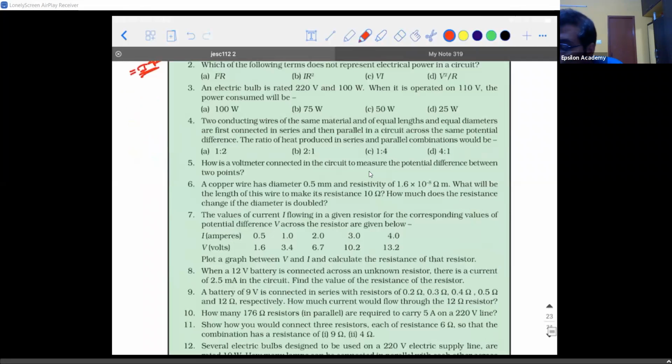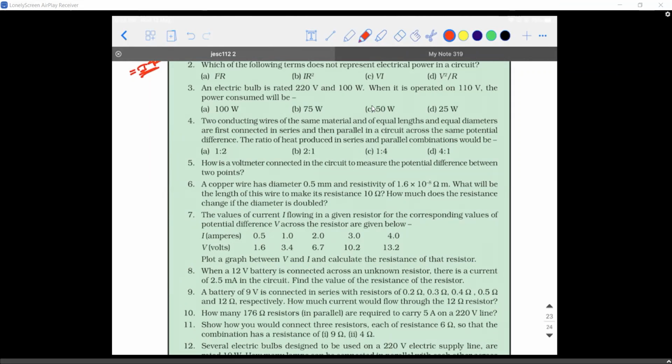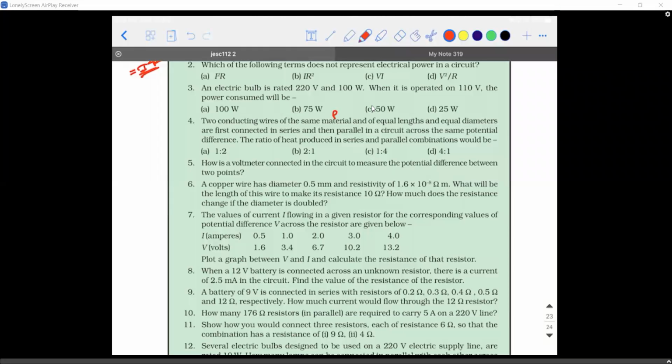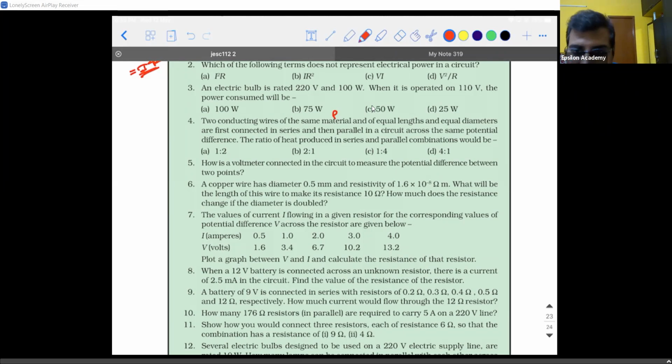Yeah. So two conducting wires of the same material. Wherever you see same material, what do you understand? The area of cross section is the same? No. Same material has nothing to do with the dimensions. Wherever you see same material, its resistivity is constant. Resistivity is same. Please have it in your mind. Same material, resistivity is same.